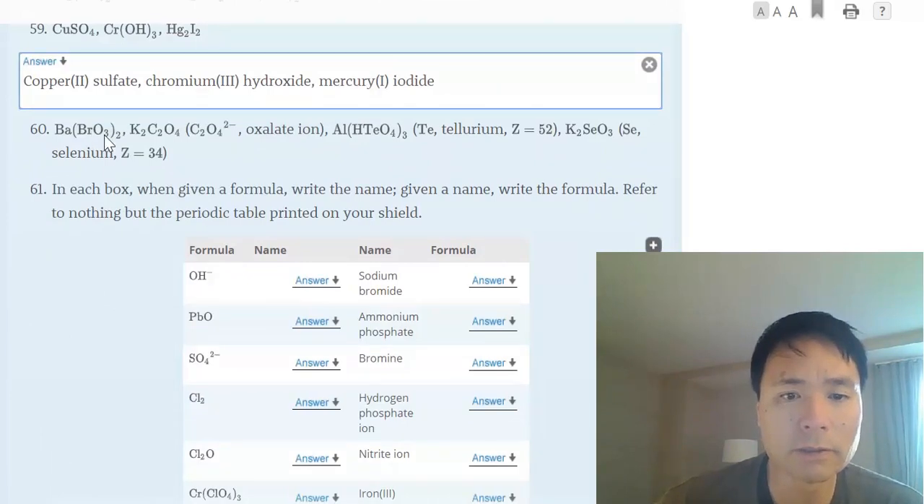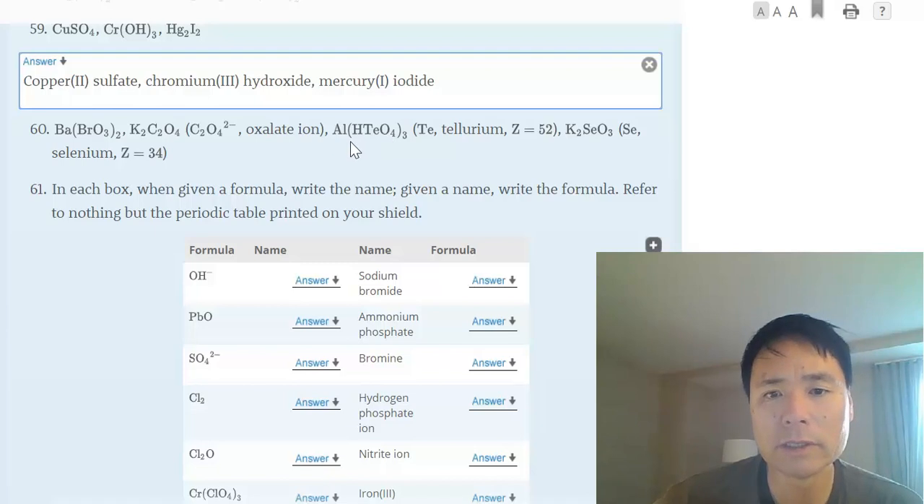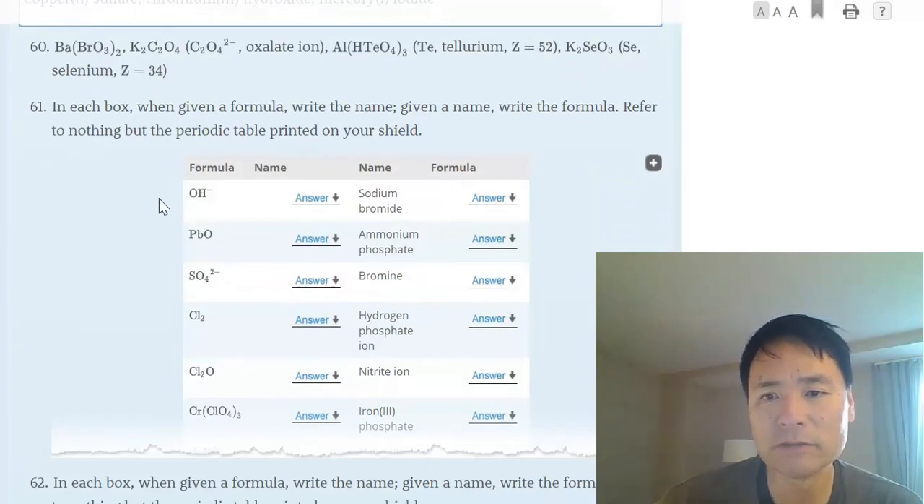This is bromate, BrO3 minus 1. So barium bromate. This is oxalate, C2O4, 2 minus. Again, oxalate you have to memorize. K2C2O4. This is tellurate. So this would be hydrogen tellurate. So this would be aluminum hydrogen tellurate. Okay. This would be selenate, it's SeO4, it's in the 4 oxygen box. So this would be selenite, potassium selenite would be that one.